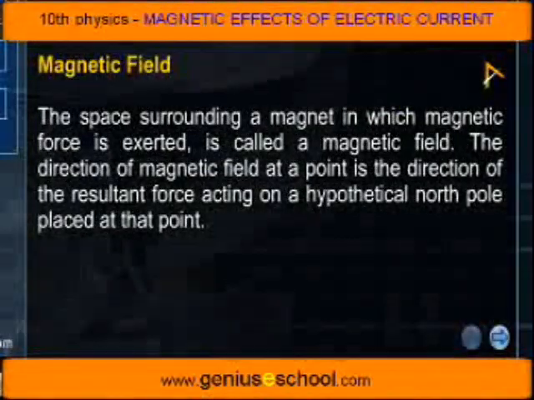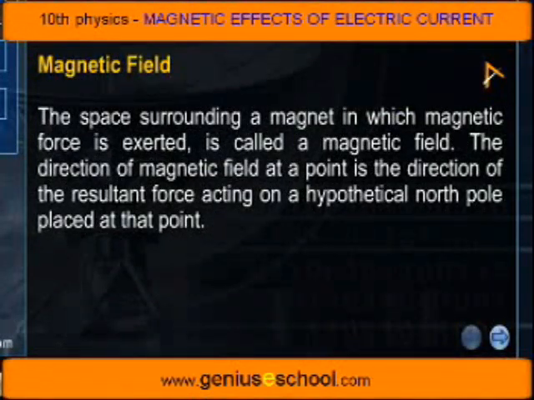Magnetic field: the space surrounding a magnet in which magnetic force is exerted is called a magnetic field. The direction of the magnetic field at a point is the direction of the resultant force acting on a hypothetical north pole placed at that point.